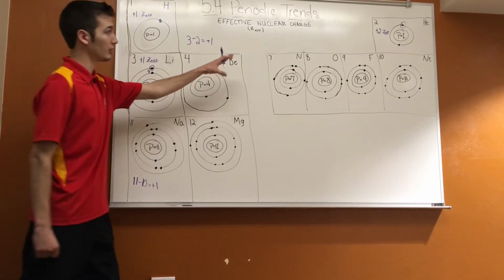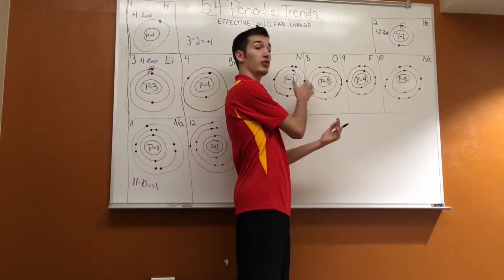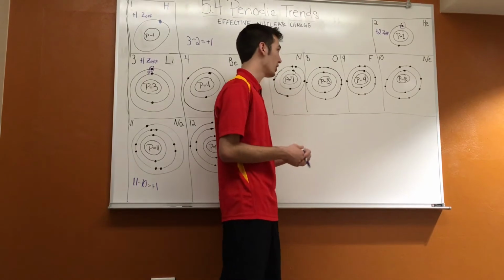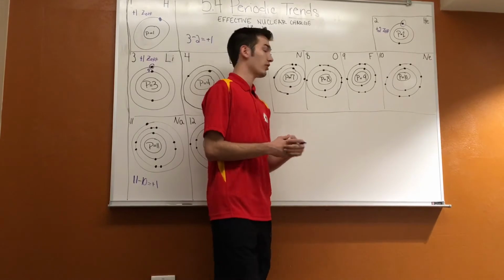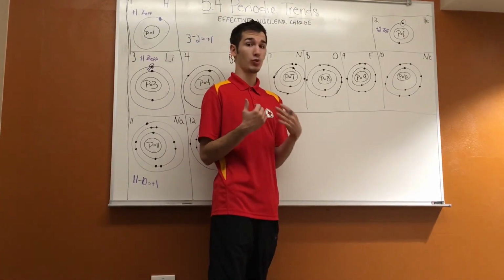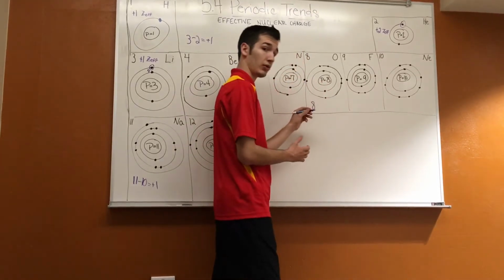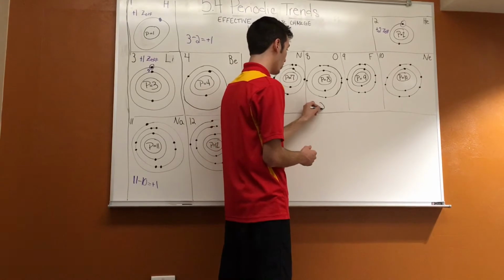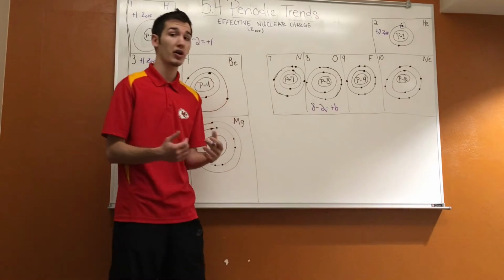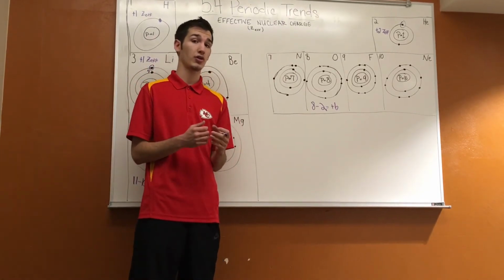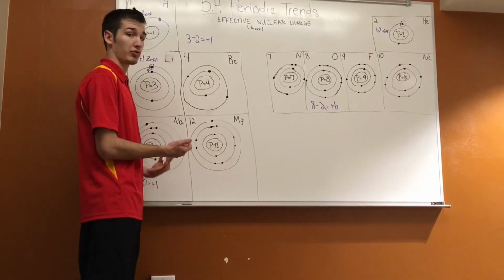So now we're going to move over to oxygen really quick. Oxygen still has the 2 inside electrons, but now we have 6 valence electrons on the outside energy level. We calculate this the same way. So 8 protons, so we have 8 minus 2, which now gives us a +6 effective nuclear charge. That's different than our +1 with lithium or a +1 with sodium.